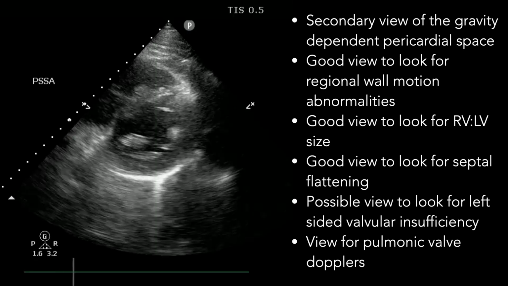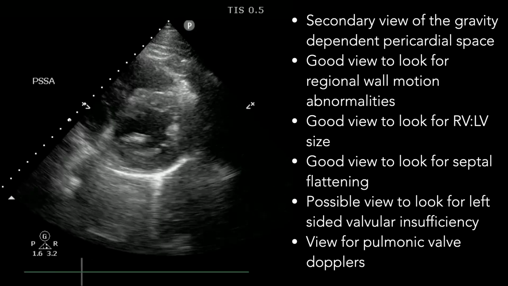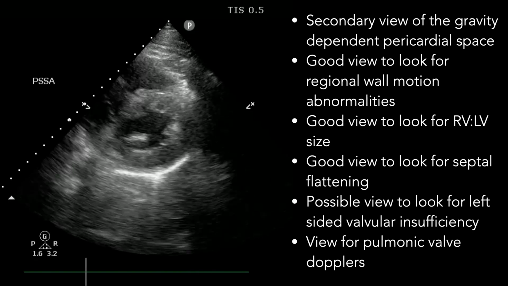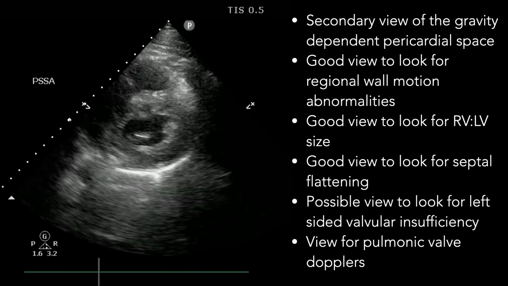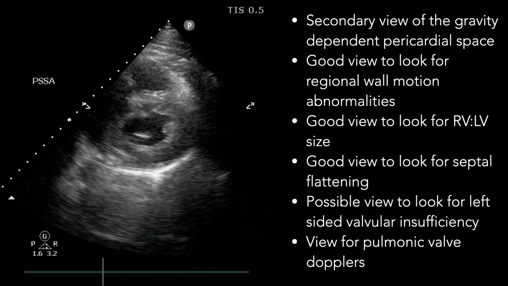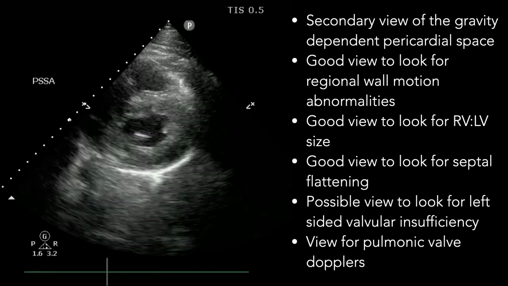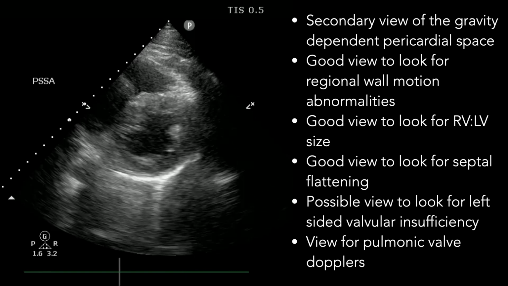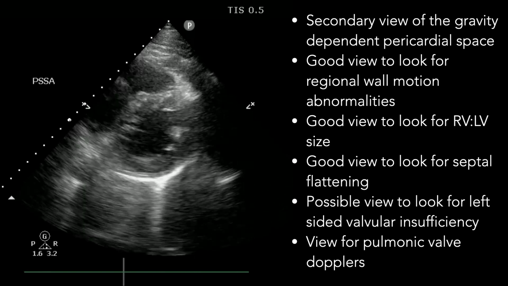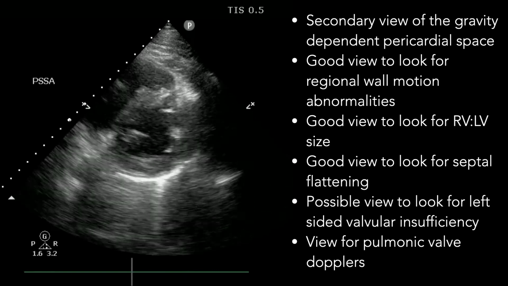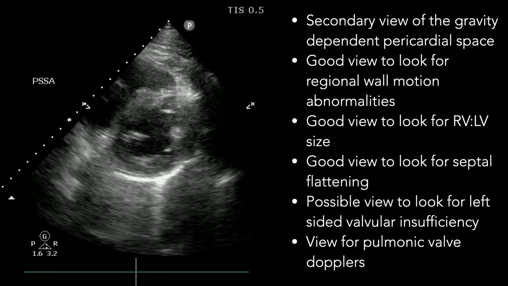And so what's this view good for? It's good for a lot of things, right? You can see fluid in the gravity-dependent pericardial space, in the deep far field. It's good for looking for wall motion abnormalities like we talked about. You can use it to get started looking at RV and LV size ratios, right? It can be helpful there.